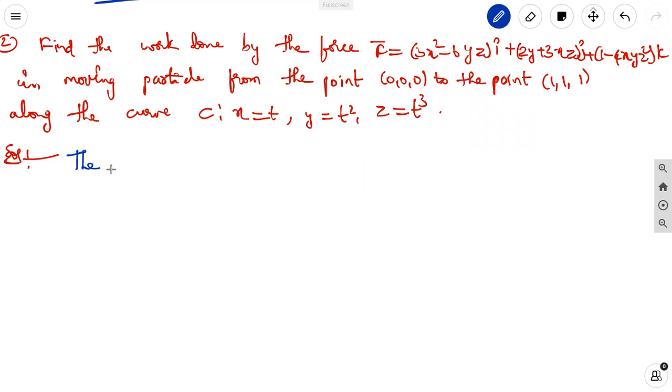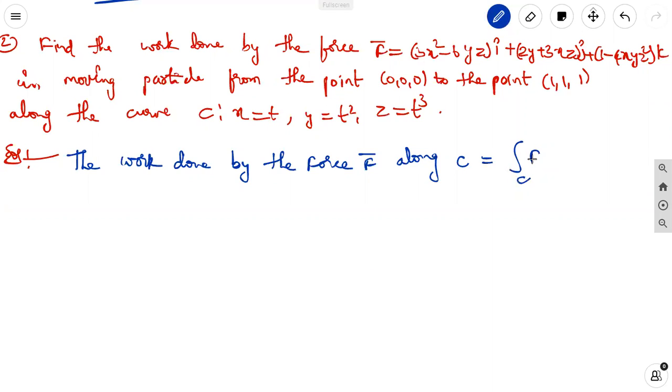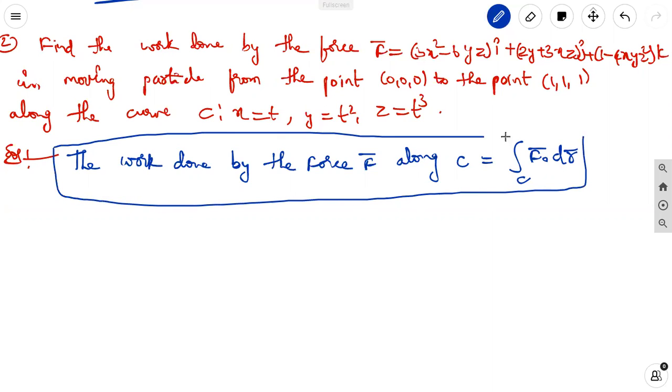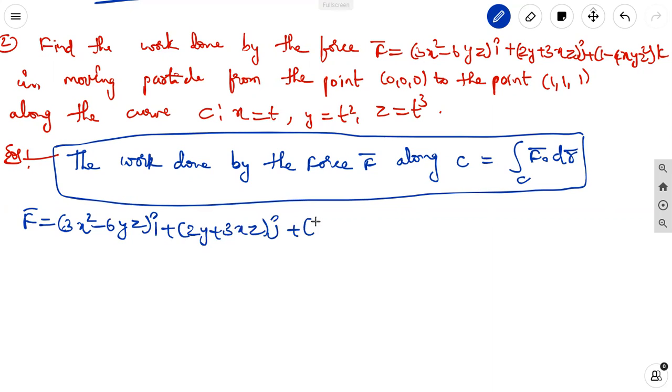What is the relation for the work done by the force? The work done by the force F vector along curve C is equal to the integral over C of F vector dot dr vector. You should remember this as the formula for the work done by a force along the curve C. First, we take the given vector. F vector is equal to (3x square minus 6yz) i plus (2y plus 3xz) j plus (1 minus 4xyz square) k.